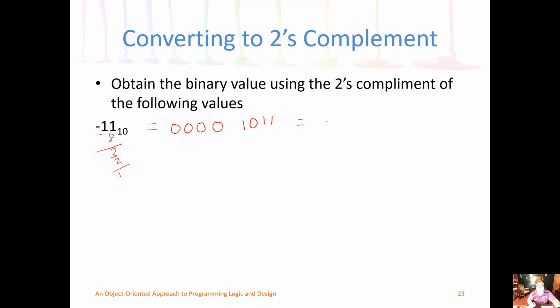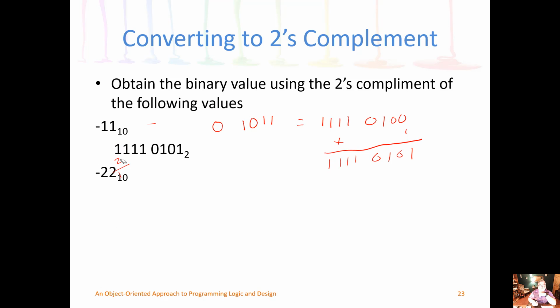So to get the 2's complement, I first take all the zeros and make them 1s, and then I take the 1s and make them zeros. Now I want to add 1 to this. So we add 1, and we get 1111 0101. So that would be a negative 11. Let's see if I'm right. 1111 0101. Yep, that's right. Okay, so let's erase all this.